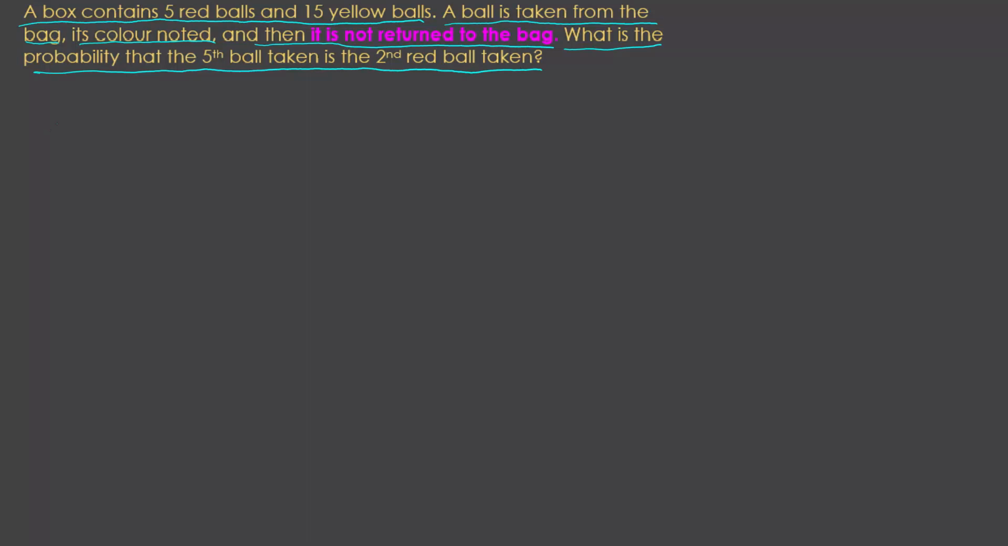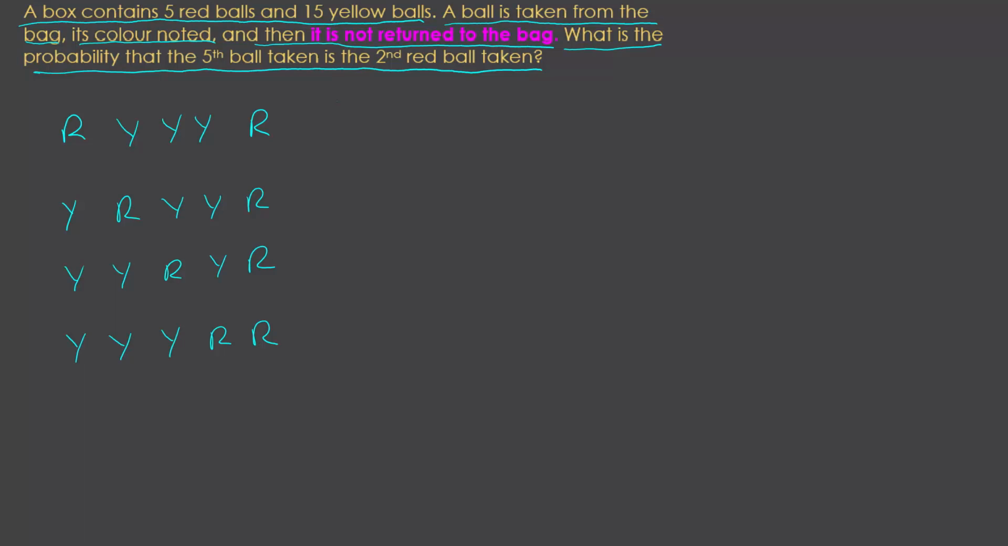Well, we're still going to have those same possible ways of this happening. So we could have red and then 3 yellows followed by a red. And we could have yellow, red, yellow, yellow, red. And we could have yellow, yellow, red, yellow, red. And finally, we could start off with 3 yellows and then have 2 reds. All of those fit the bill.